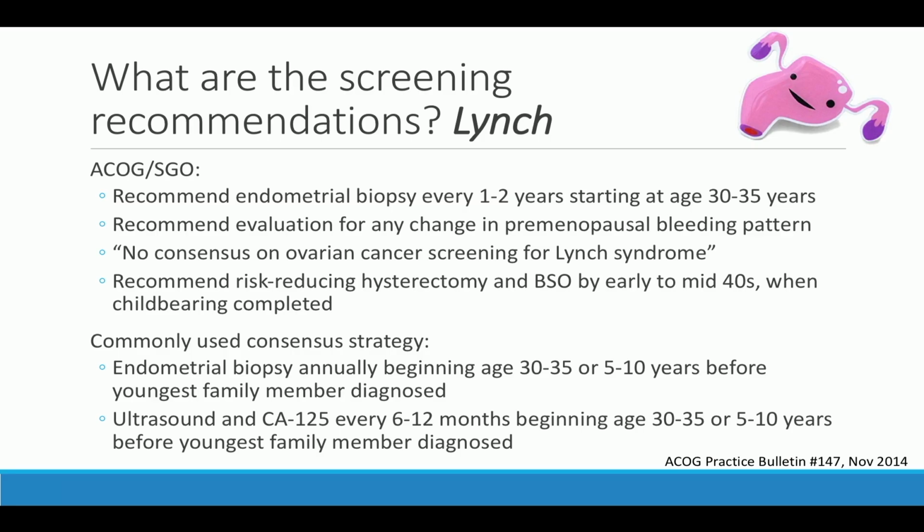For Lynch, obviously they need to be screened as well for ovarian cancer, but for the endometrial cancer, ACOG and SGO recommend an endometrial biopsy every 1 to 2 years, starting around age 30 to 35, again, based on family history. The ovarian cancer recommendations are less clear, but are generally used. And so most women end up getting both the endometrial biopsy as well as the ultrasound and CA125 as part of their screening strategy. ACOG and SGO also recommend a risk-reducing hysterectomy with bilateral salpingo-oophorectomy by the early to mid-40s after completion of childbearing for these women.